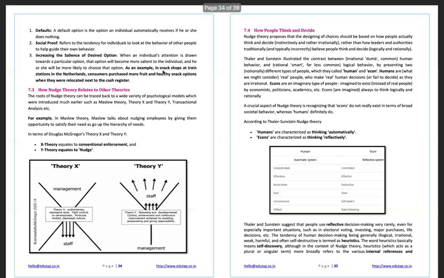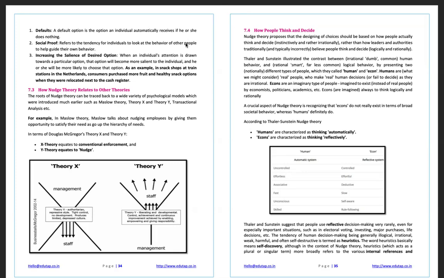So yeah, defaults. Default option is the option an individual automatically receives if he or she does nothing. Social proof refers to the tendency for individuals to look at the behavior of other people to help guide his own behavior.